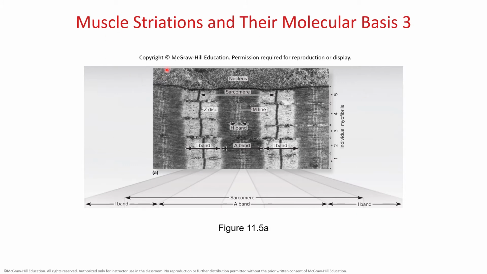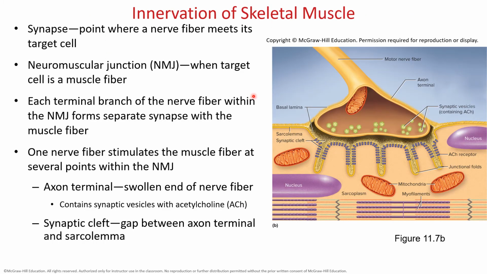So that's interesting. So let's take a look at the neuromuscular junction. So this is a synapse here. Specifically, it's a neuromuscular junction because this target cell, this is a muscle cell, and this is a neuron here. So it's a neuromuscular junction. Here is the synaptic cleft right here between these two. And also the axon terminal.